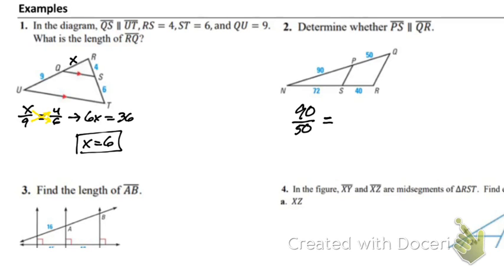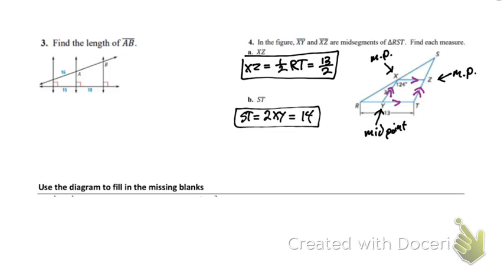And if I had 90 over 50, what would my second fraction be? 72 over 40. Perfect. 90 over 50 reduces to 9 over 5. 72 over 40 also reduces to 9 over 5. Boom. Those two lines have to be parallel. You get why your method works too, right? And I bet you came up with them being balanced as well, right? All right, awesome. All right, number 3.